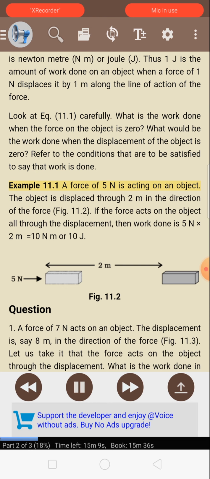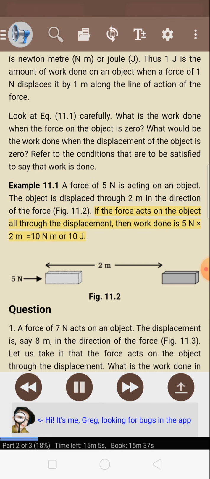Example 11.1. A force of 5 N is acting on an object. The object is displaced through 2 meters in the direction of the force, figure 11.2. If the force acts on the object all through the displacement, then work done is 5 N times 2 meters equals 10 Nm or 10 J.